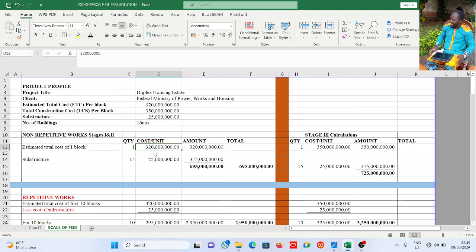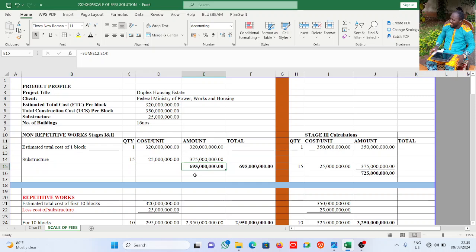So let's take it again. Estimated total cost of one block, which is non-repetitive, is 320 million. Now the substructure is also non-repetitive, and the question says it is 25 million. Out of 16 blocks, one is non-repetitive, so I have 15 left. That 1 plus 15 gives us 16 back. So 15 times 25 million gives me this sum, 695 million.